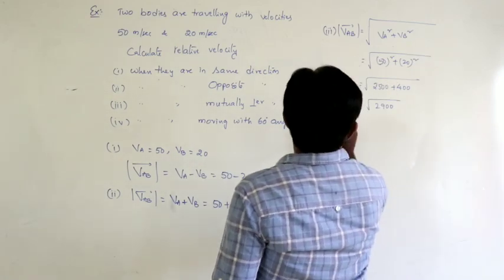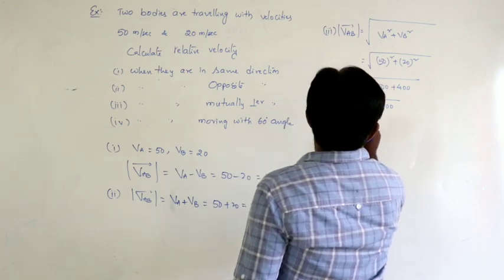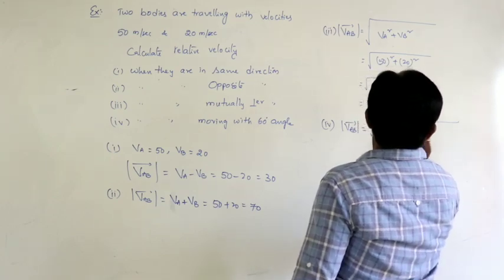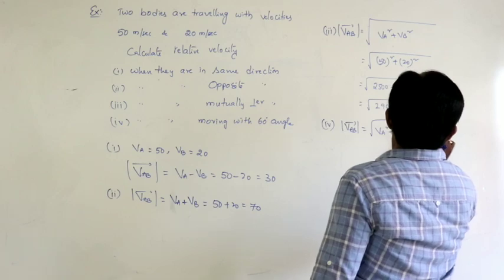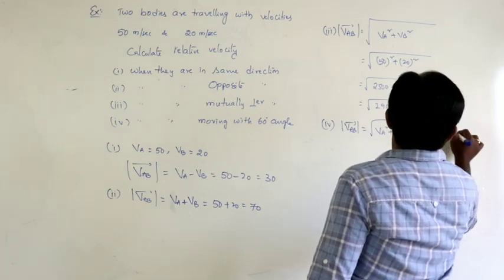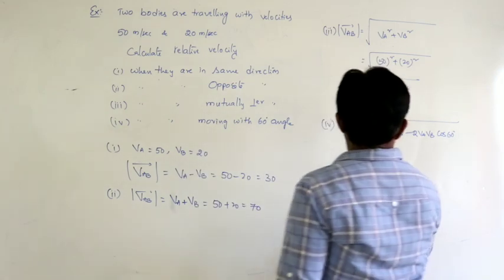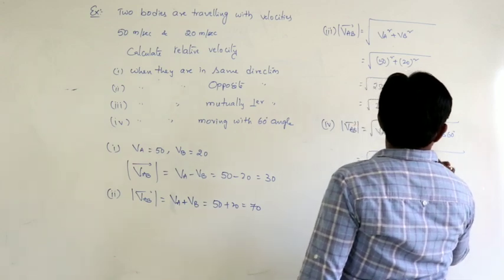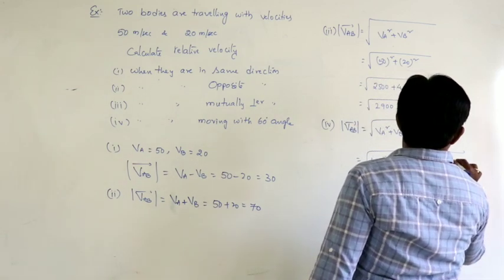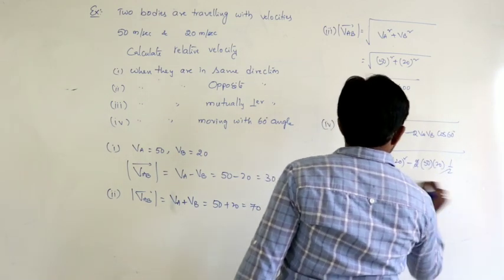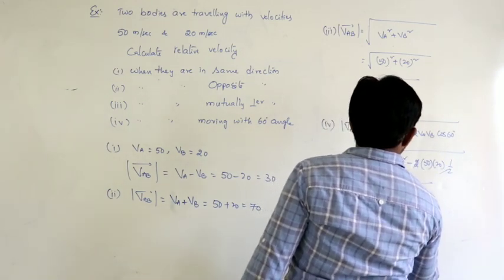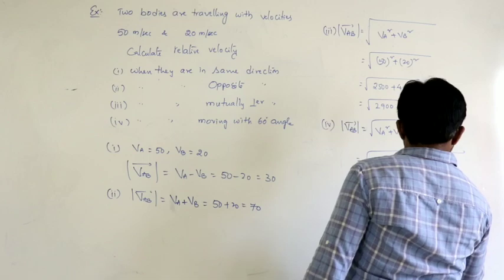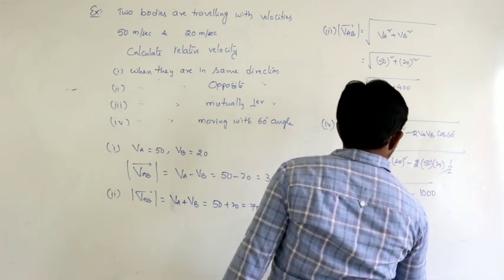Next, fourth case, in this the magnitude of VAB bar, with 60 degrees angle, is root of VA square plus VB square minus 2 VA VB cos 60, because the angle is given as 60. So that is 50 square plus 20 square minus 2 into 50 into 20 into cos 60, which is 1 by 2. 2500 plus 400 minus 1000. So that is equal to root of 1900.